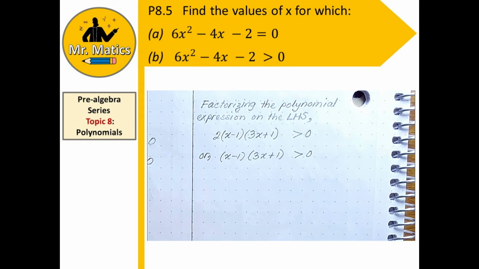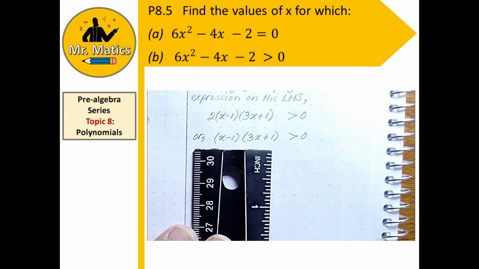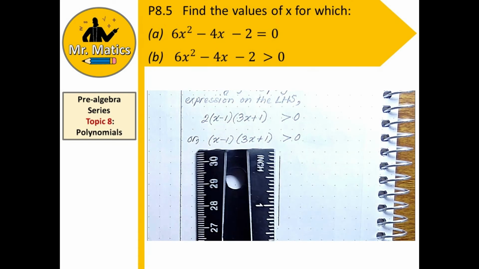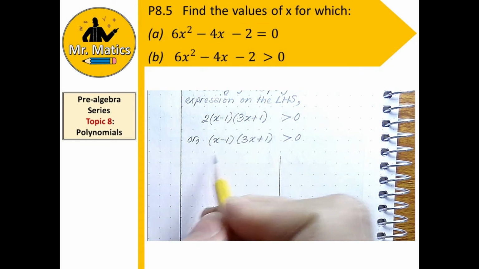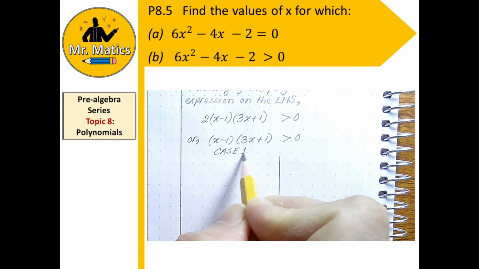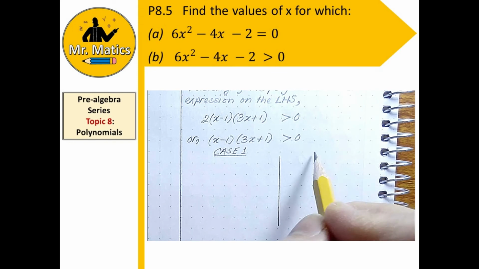So here, if two factors are multiplied and they are greater than 0, it means that one of the factors cannot be negative while the other is positive. It has to be that both factors are positive or both factors are negative. So that gives you two cases. So let's split the space for each of the cases. So case 1, and on the right side we will have case 2.